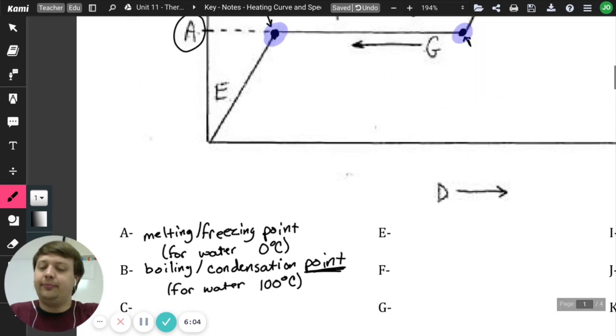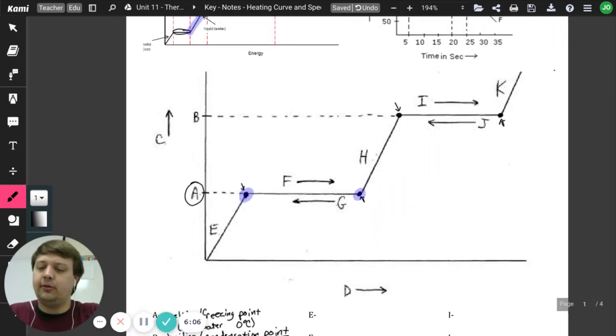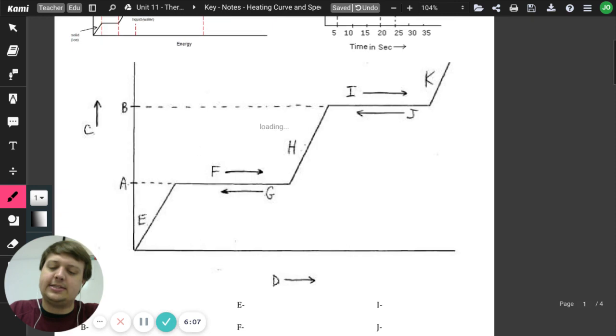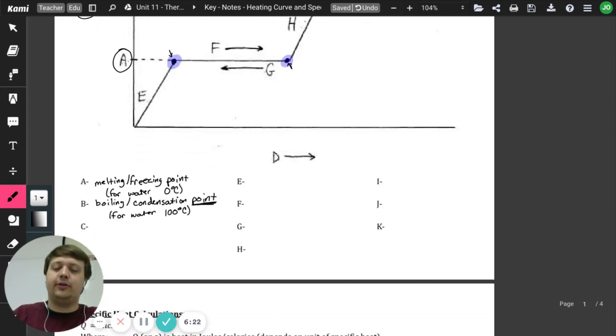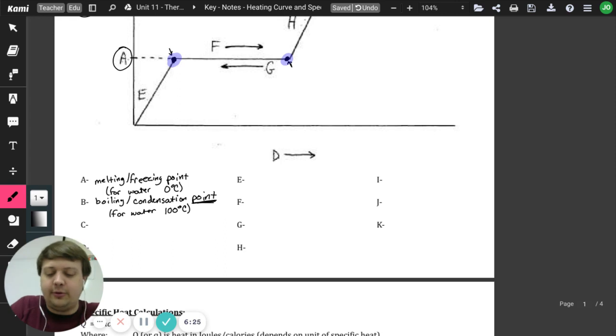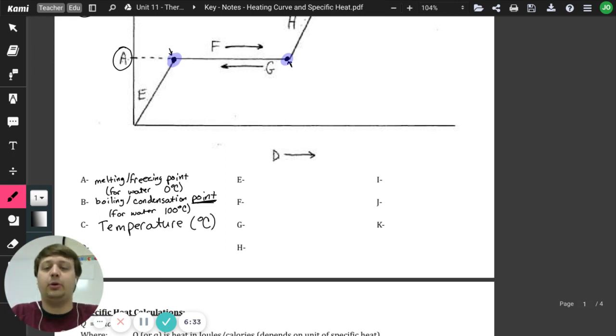All right. Now the next one we have here is C. C represents temperature, and it's going to be that change in energy, because remember that temperature is the average kinetic energy. So if I'm changing my temperature, I'm going to see that on my y-axis over there on the left. So it represents temperature, and this should be in degrees Celsius, okay?